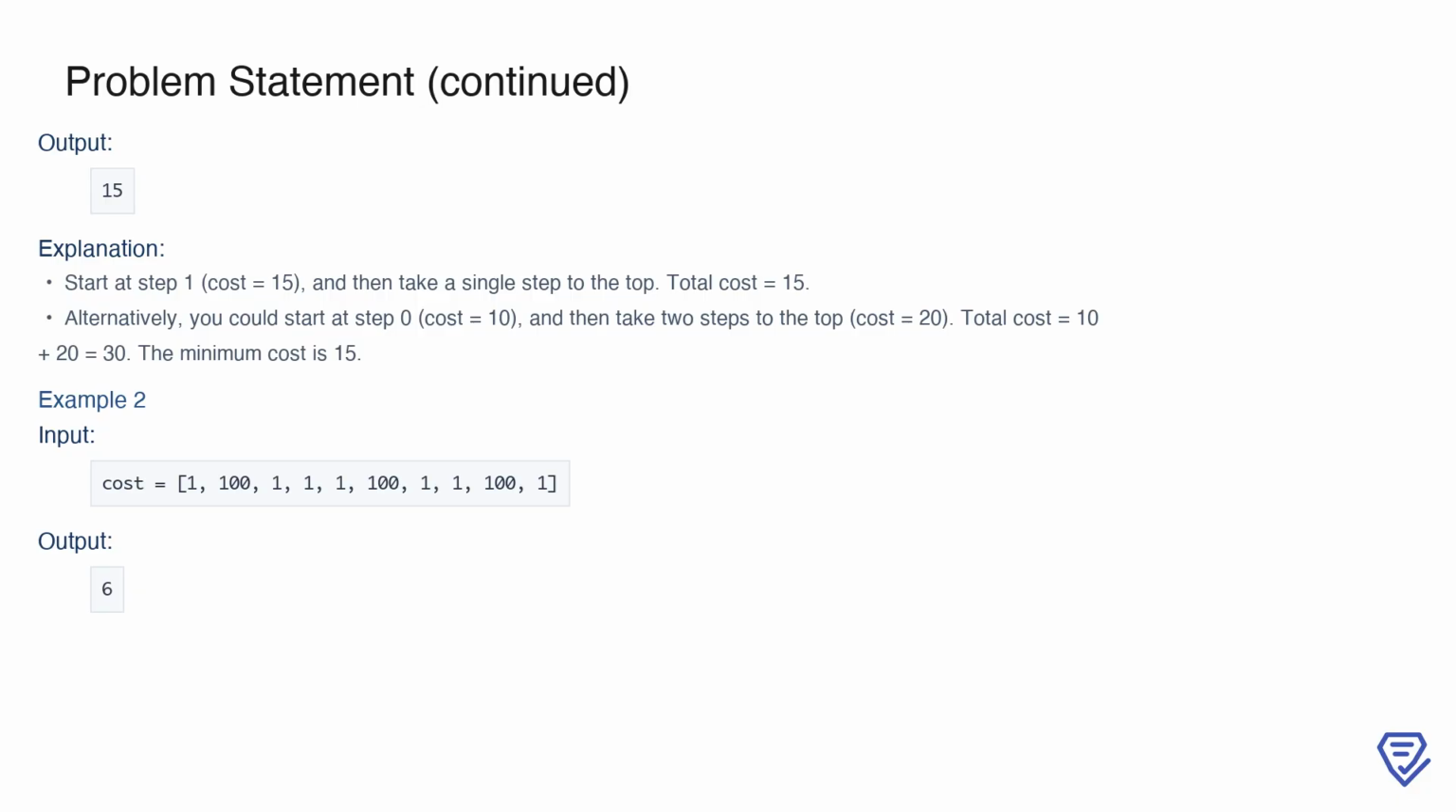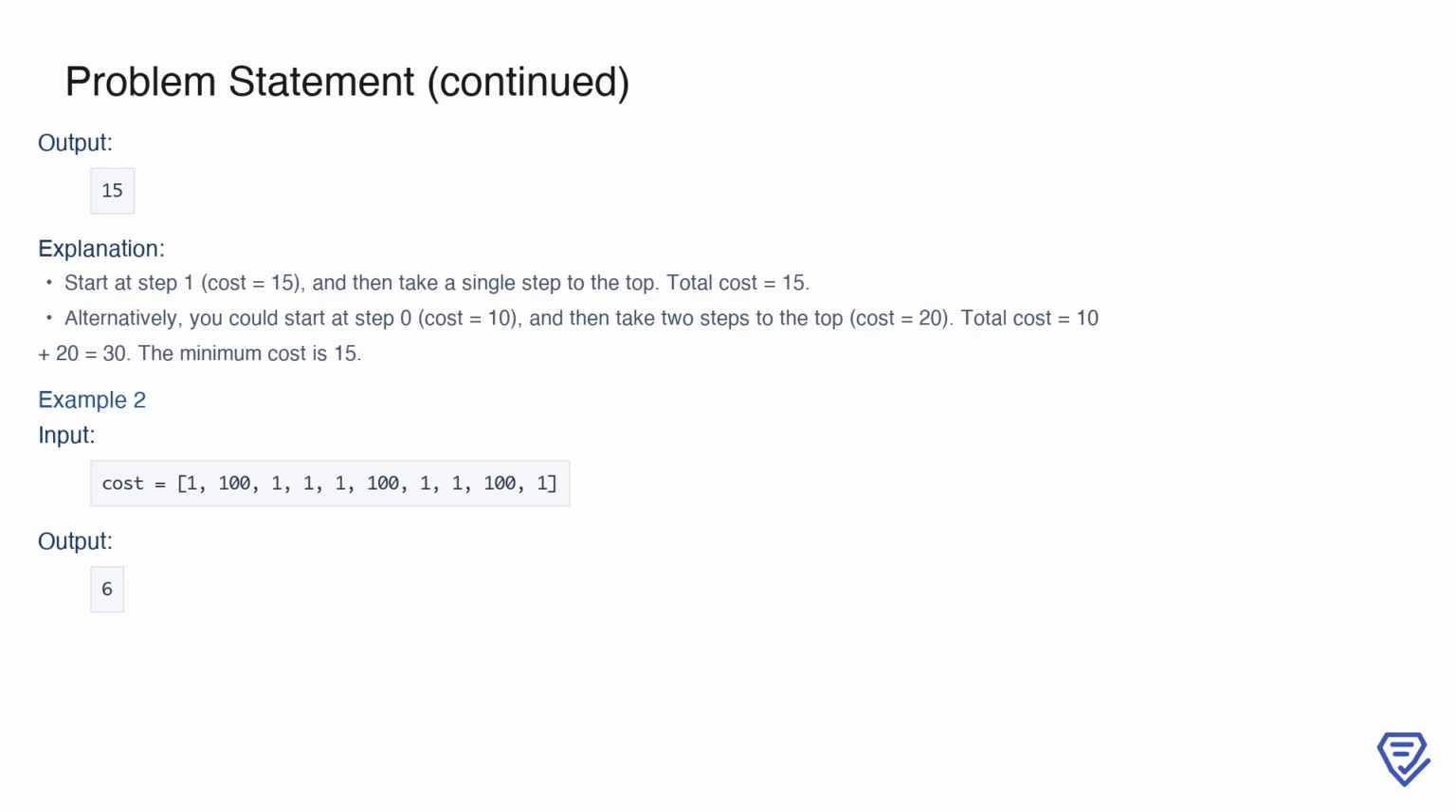Suppose the input array is cost equals [10, 15, 20]. The output in this case would be 15. Here's why: you could start at step 1, which has a cost of 15, and then take a single step to the top, resulting in a total cost of 15. Alternatively, you might choose to start at step 0, paying a cost of 10, and then jump 2 steps directly to the top, which costs 20 more. This path would give a total cost of 10 plus 20, which is 30. Since our goal is to minimize the cost, the best choice is to start at step 1 and take the single step to the top, making the minimum cost 15.